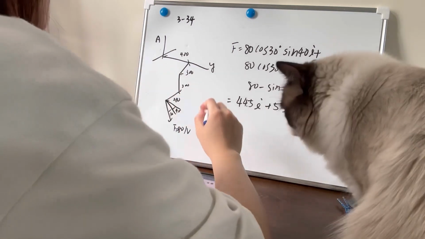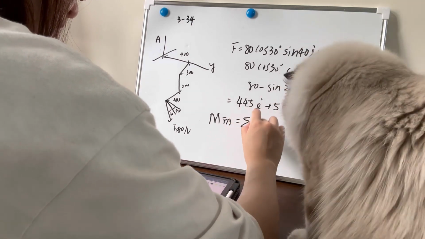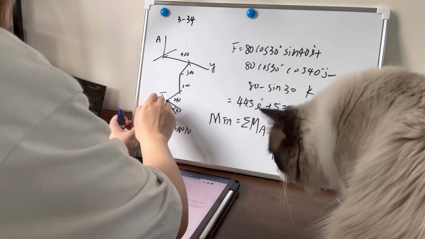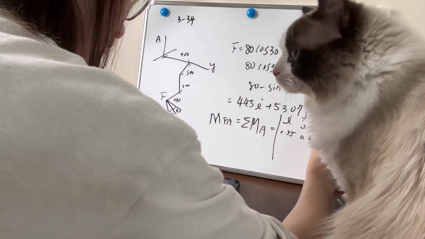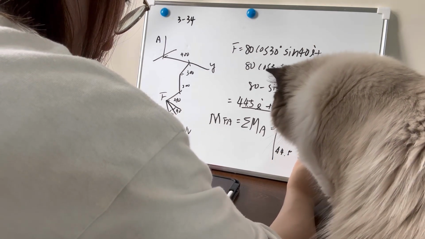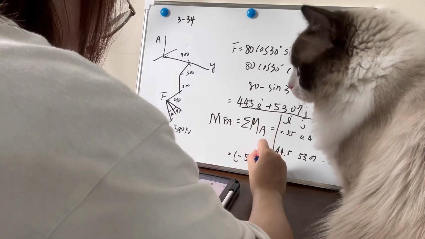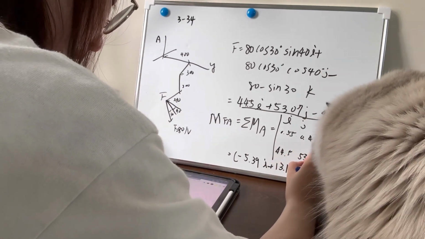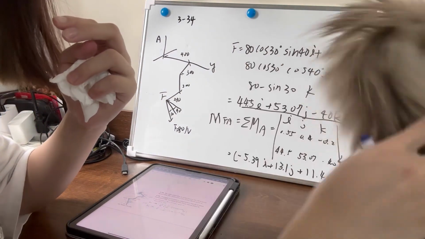So we also use the function here, the summation MA, and the I, J, K here, and the distance from point F to the A is like 0.55 and 0.3 and minus 2, and this into here minus 40, and it will be like minus 5.39 I and plus 13 point J and 11.4 K is our answer. Here is our answer.